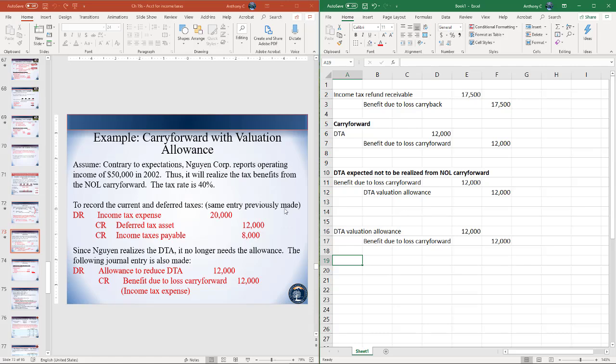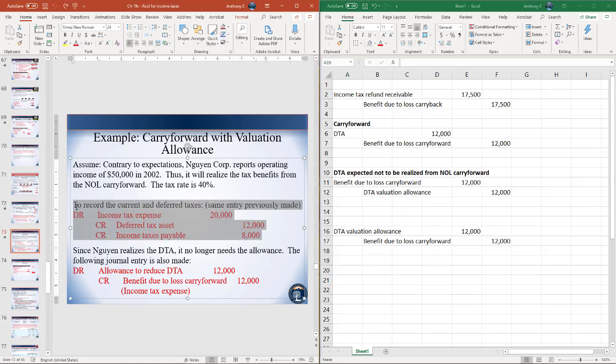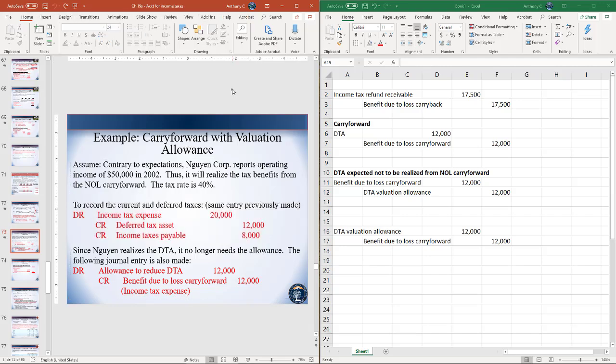The second journal entry we'll make is to record our income taxes at the end of 2002. So this first journal entry you see up here is the same journal entry that we saw 3 or 4 slides ago. So nothing's changed there. Right, so I'm just going to put this down so we can see the effects on the income statement.